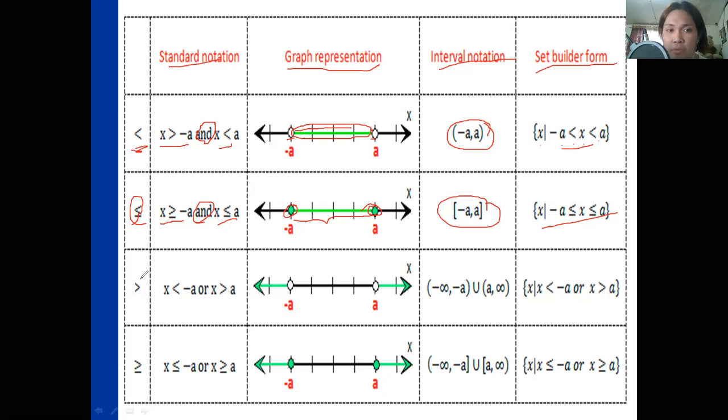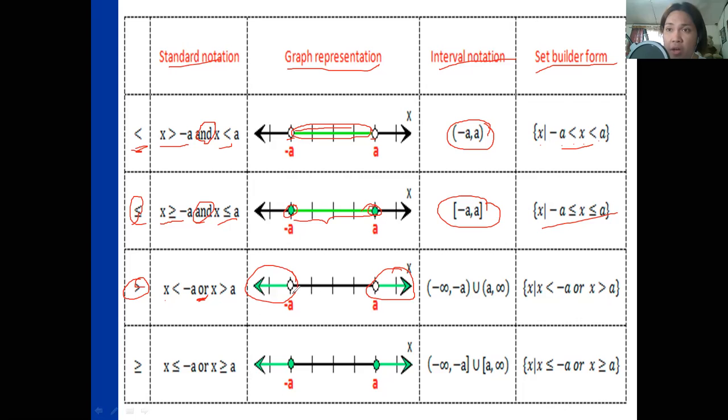So let's go over the greater than, but in this case, as you can see, we use the preposition or. That means what? Okay, let's observe the graph later. So, for example, x is less than negative a or x is greater than a. So as you can see for or, okay, there is no common element. There is no intersection between the solution sets of negative a and a.